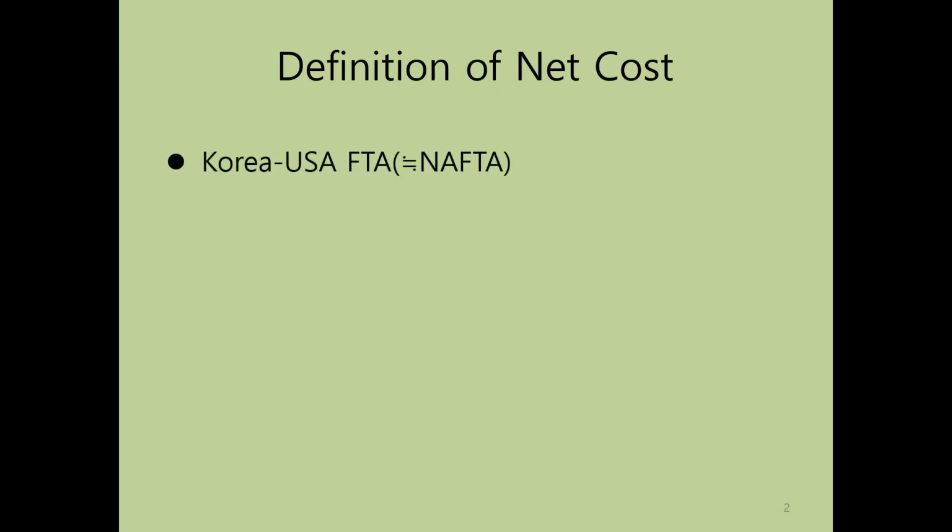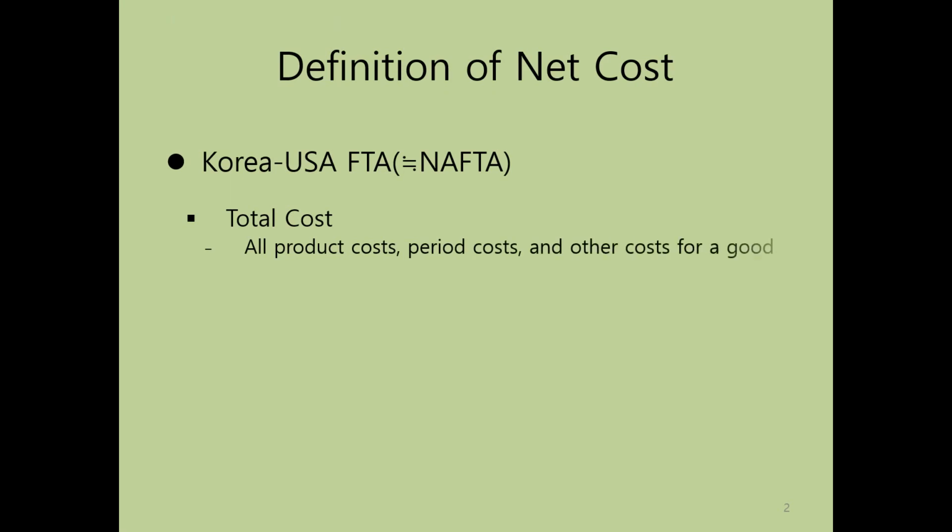We need to know the definition of net cost first. I will explain it using the rules in the Korea-US FTA, which is almost the same as those of NAFTA, the North American Free Trade Agreement. We should understand what total cost is in advance. Total cost is all product costs, period costs, and other costs for goods incurred in the territory of one or both of the parties.